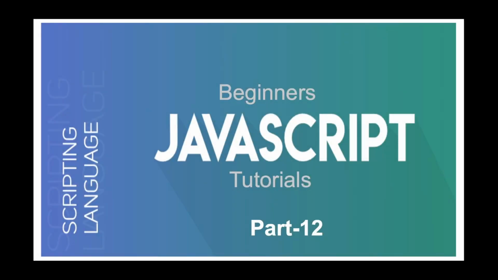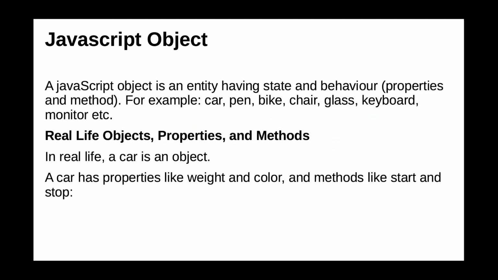So in this video we will discuss JavaScript objects. A JavaScript object is an entity having state and behavior. For example, car, pen, bike, chair, glass, keyboard, monitor. Real life objects, properties and methods.